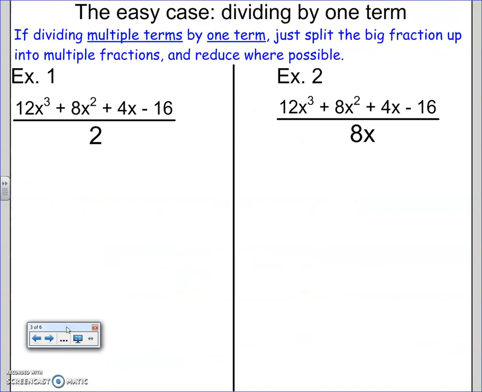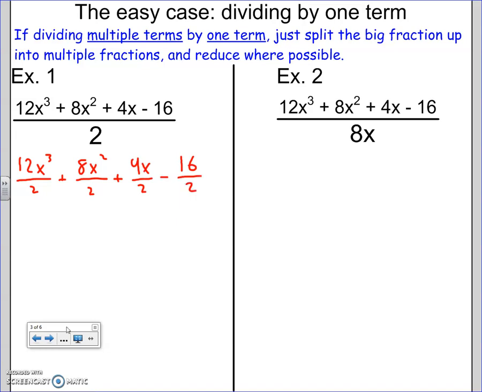Alright, so the easy case, dividing by one term. If you're dividing multiple terms by one term, just split the big fraction up into multiple fractions and reduce where possible. So for this first example, it's these 4 things on top, divided by the single term, 2, on bottom. I'm going to divide this fraction into multiple fractions. The first thing over the bottom, plus the second thing over the bottom, plus the third thing over the bottom, or minus the fourth thing over the bottom. And reduce each where possible.